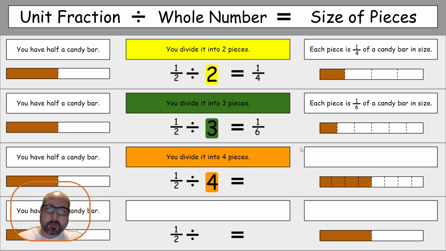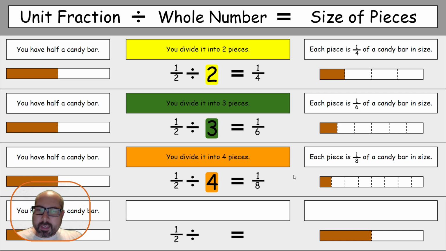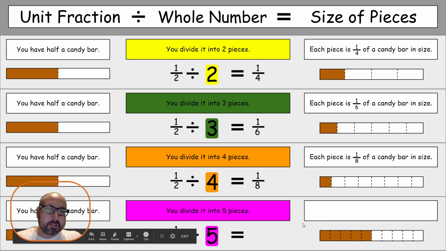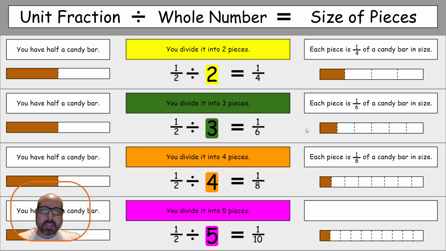Okay, next one, we're going to start with a half, and we're dividing it into 4 pieces. You can see the pieces are getting smaller each time. This time we're going to end up with just 1/8, and count these pieces up, and end up with 8 equal pieces. And last but not least, we're going to share it with 5 people, or cut it into 5 pieces, and the pieces get even smaller. We're going to end up with 1/10.